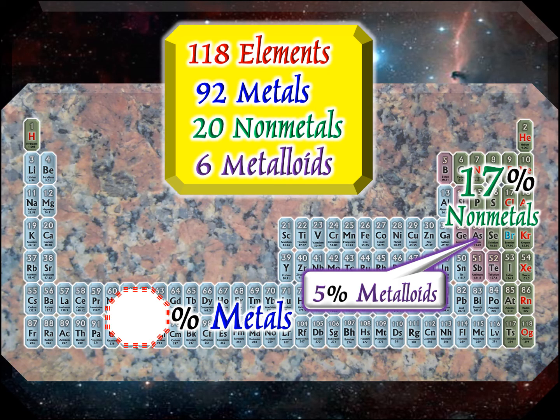So when we look at the periodic table, it's interesting to note that the vast majority of elements are considered metals. Out of the 118 elements on the whole table, 92 of them are metals. Only 20 of them are nonmetals. So only 20 out of 118 are nonmetals. And what about the rest?